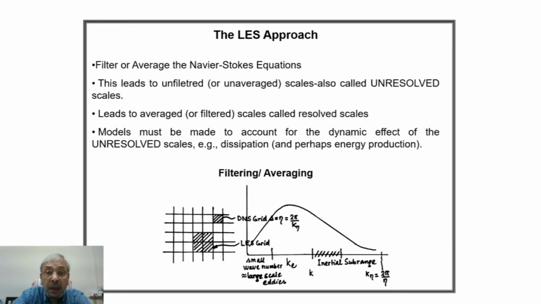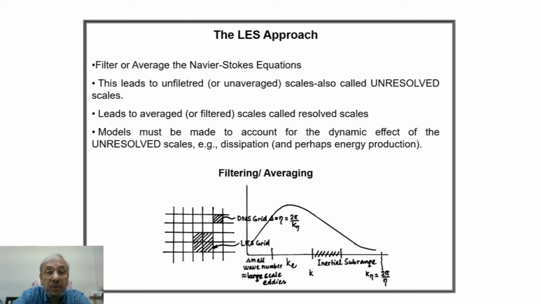Now, the LES approach addresses this problem to some extent. What we do is use filtered or averaged Navier-Stokes equations. So we apply a filter on the Navier-Stokes equations, and this filter is synonymous with grid size.